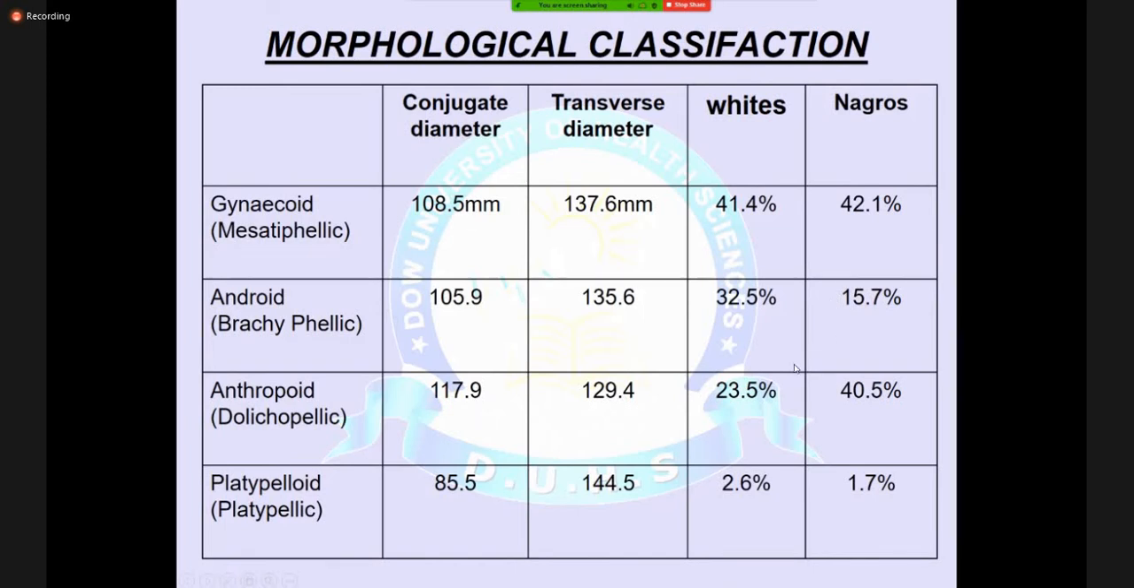women. The anthropoid pelvises are more frequently present in the African women compared to the white women. And the platypelloid, again, a very low percentage of both white and African women. So this was pretty much about the morphological classification and about the diameters.